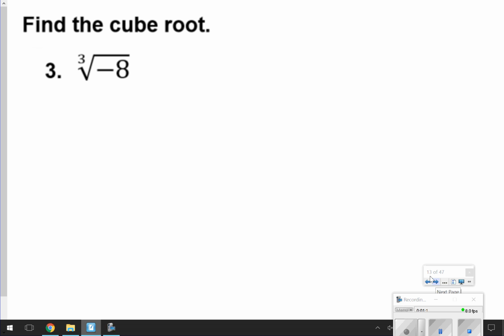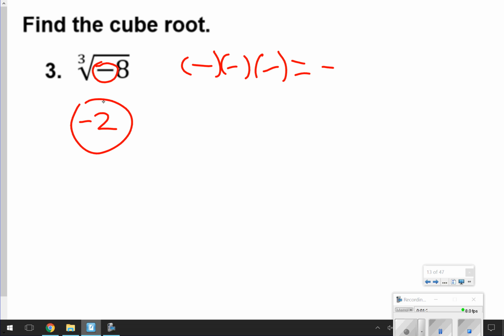Finding the cube root. Remember, anytime you've got a negative within the cube root, that means your answer is going to stay negative, because a negative times a negative times a negative is still going to give you a negative. So this one, cube root of negative 8 is negative 2.